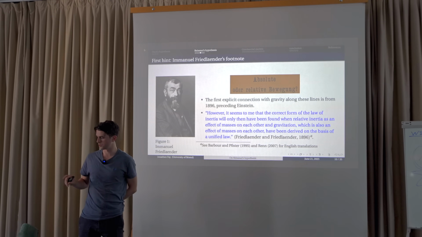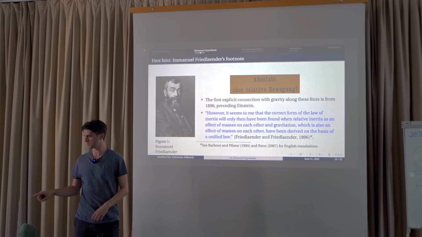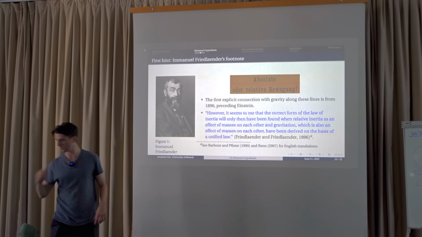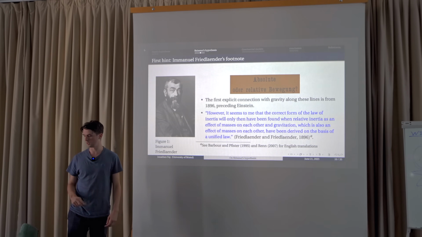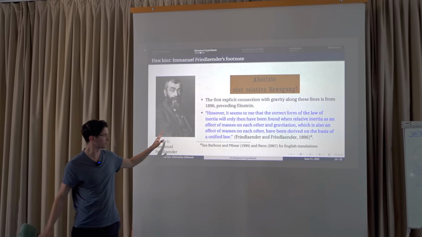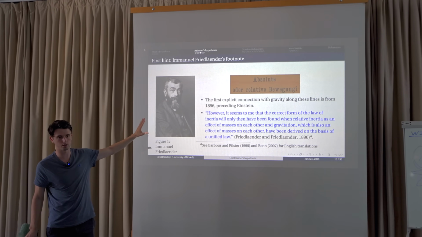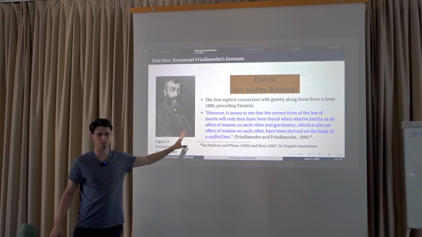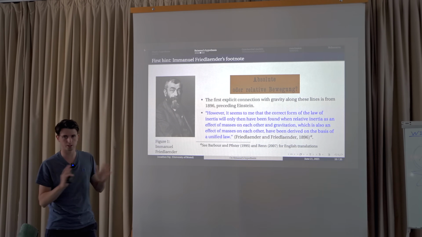And there's this short passage from this booklet. The citation is Friedlander and Friedlander because he writes it with his brother. So here's the quote. "However, it seems to me that the correct form of the law of inertia," this is in the context of discussing the relativity of motion. So he's doing something very similar to Mach.